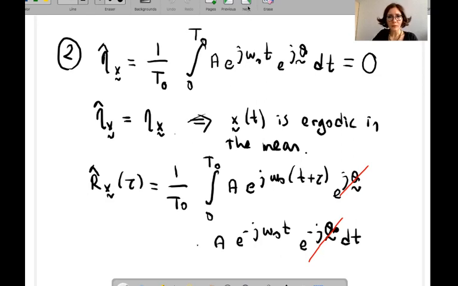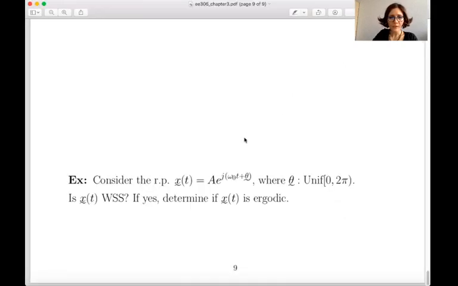Okay, so these were the two examples that illustrated ergodicity. This is going to be the end of chapter 3, stationarity and ergodicity. So we will finish this first lecture video here.